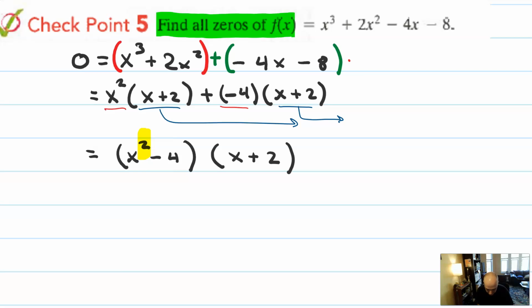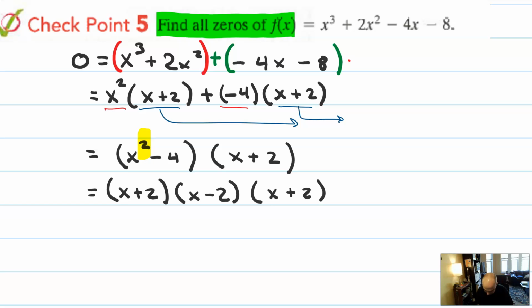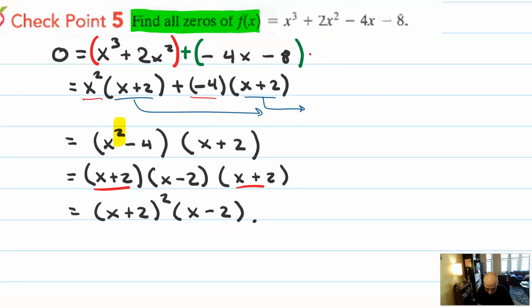This is not a linear factor yet. So x squared minus 4 should be factored into x plus 2, x minus 2. And then don't forget that we also carry down the x plus 2 from above. And at that point, we can actually start to simplify even more and write this as x plus 2 squared times x minus 2. Now that I'm fully simplified, we'd be ready to graph this. We're also good to find the zeros.